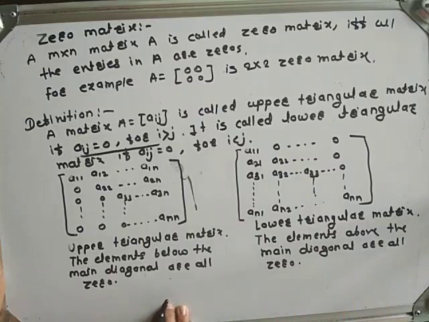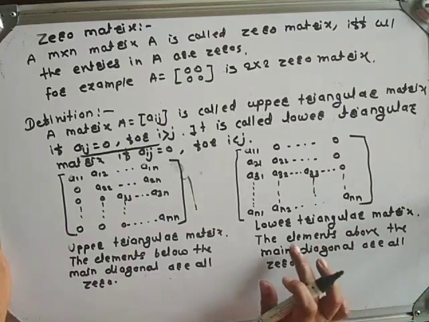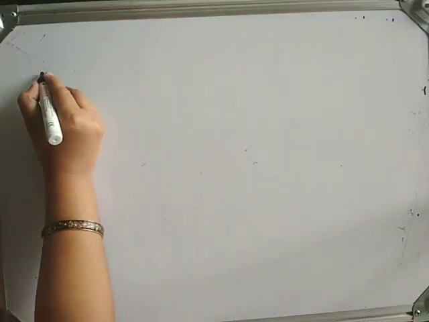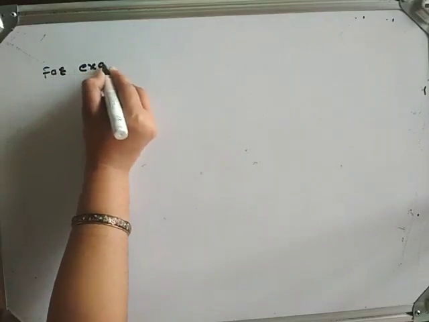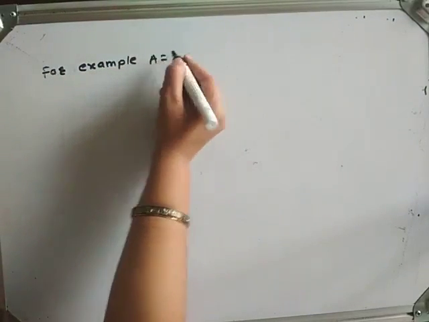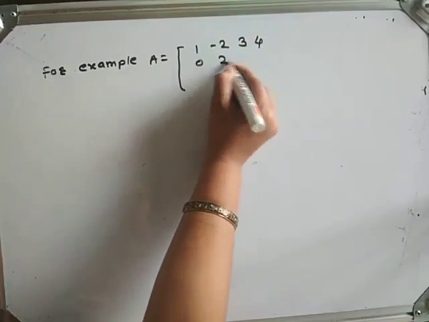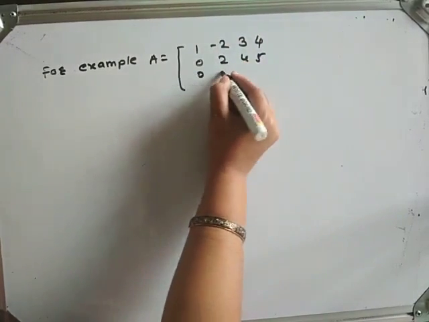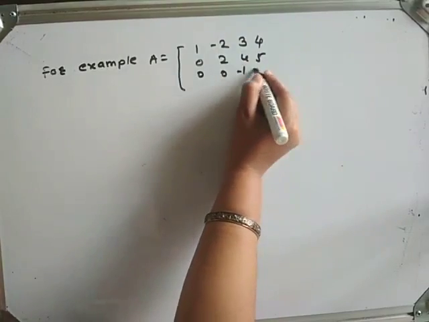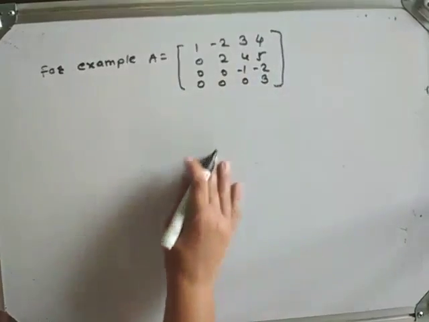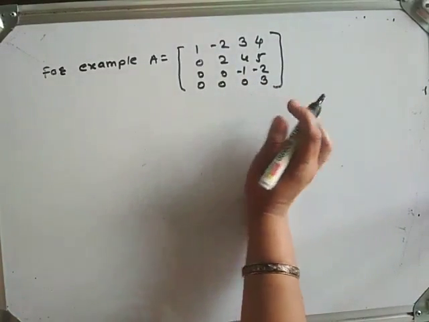What is an upper triangular matrix? A matrix in which the elements below the main diagonal are all 0. And a lower triangular matrix means the elements above the main diagonal are all 0. For example, matrix A equal to 1 minus 2 3 4, 0 2 4 5, 0 0 minus 1 minus 2, 0 0 0 3. It is an upper triangular matrix.